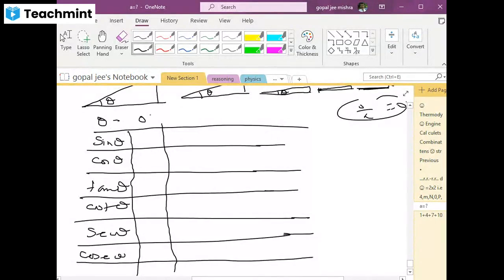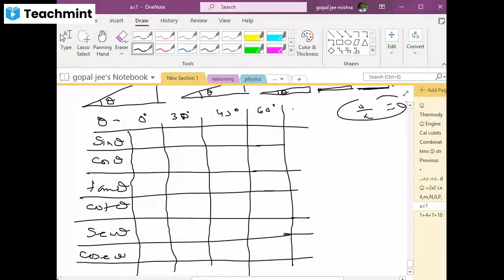So see here, beta, theta. Here we will get 0 degree. Here I will mention 30 degree, and here 45 degree. After that I can write 60 degree, and here 90 degree.